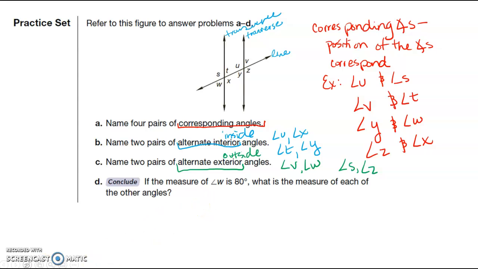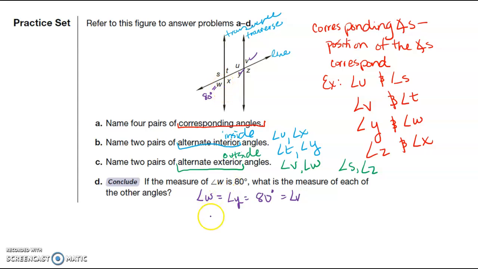And then it says if the measure of angle W is equal to 80 degrees, what is the measure of all of the other angles? So I know that angle W and angle Y are the same. I know that where else is W? W and V are the same. So I've just done this one and this one.